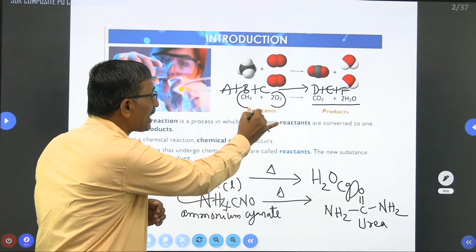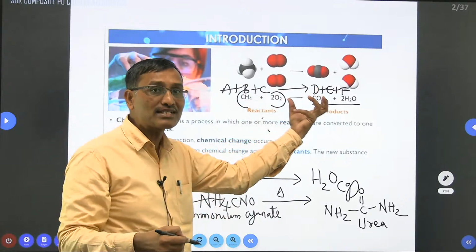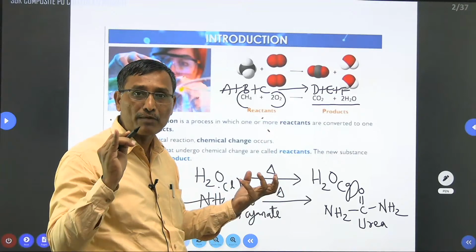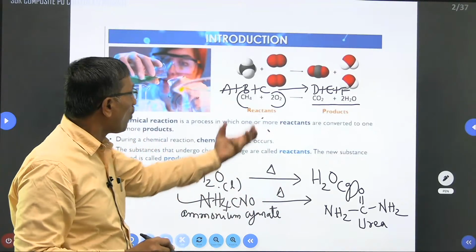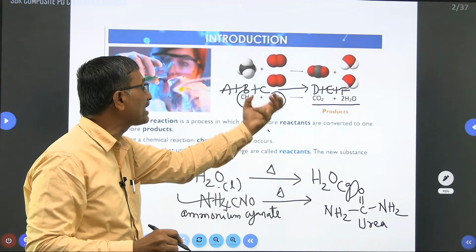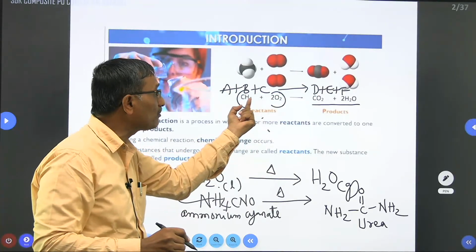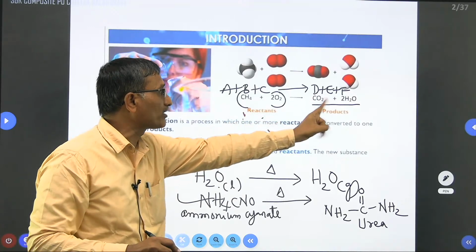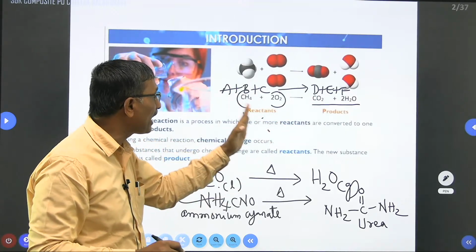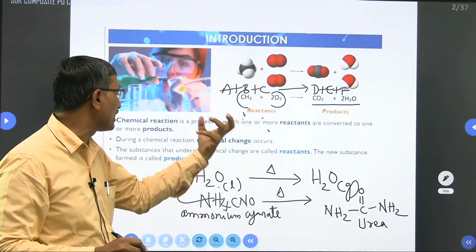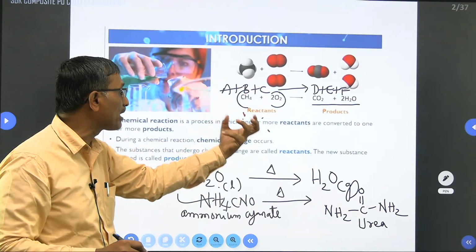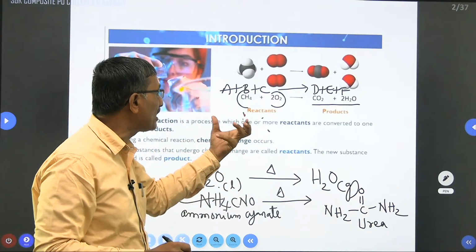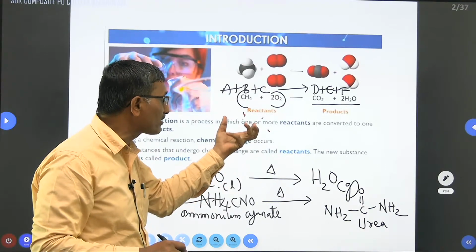And during a chemical reaction, what happens now? Chemical change takes place. Chemical changes are permanent, not temporary. Whatever substance is undergoing the chemical change, I mean methane plus oxygen, it gives rise to carbon dioxide and water molecule. But methane and oxygen, both of these are known as reactants. Why? Because they are undergoing chemical change. If chemical substances are undergoing chemical change, they are known as reactants.